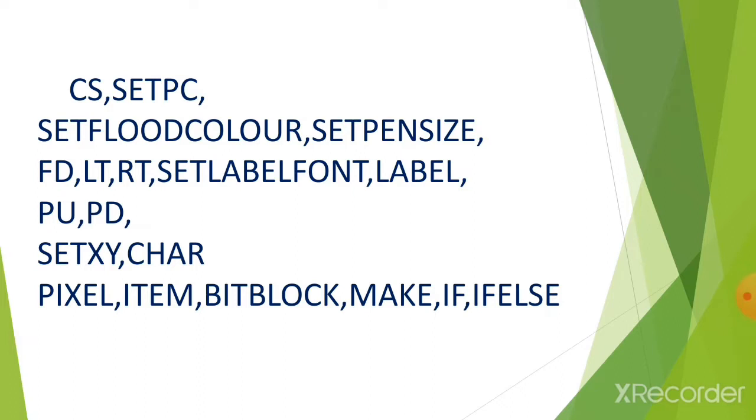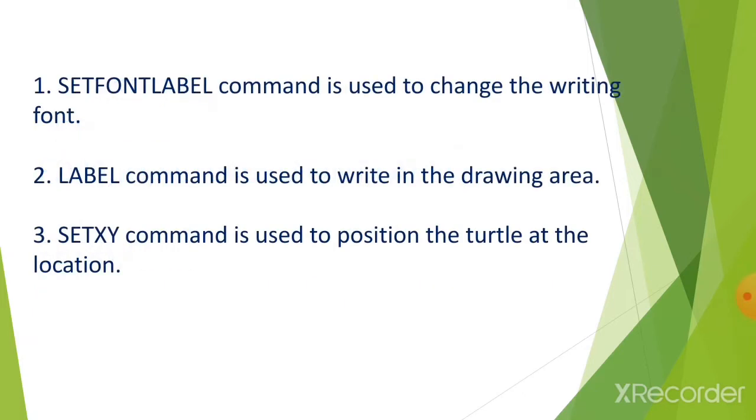that we are going to create for a game. Okay, so see, the set font and label commands. Set font is used to change the writing of the font, to change the style of the font. And the label command is used to write in the drawing area. So in the drawing area, to write something, we can use this label command. And the set XY command is used to position the turtle at a location. So in X and Y coordinates, where we want to set the turtle, by using this set XY command we can set it.